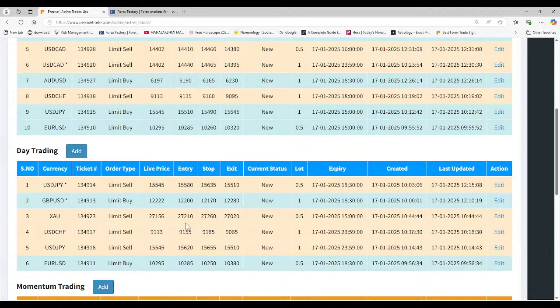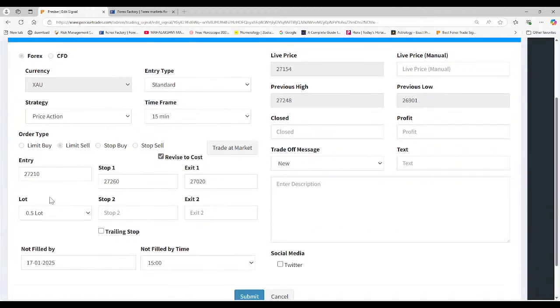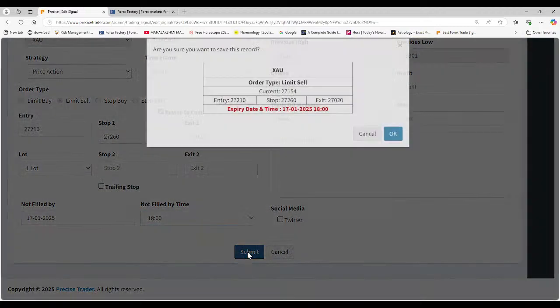Then we have one more selling at 2721. This one also we are trying to exit at 2702. What we can do is go for one lot. It's about $5 risk, because the reward can be more than $19. So I think it's worth taking, and this one we will try to extend the time to 1800 hours.